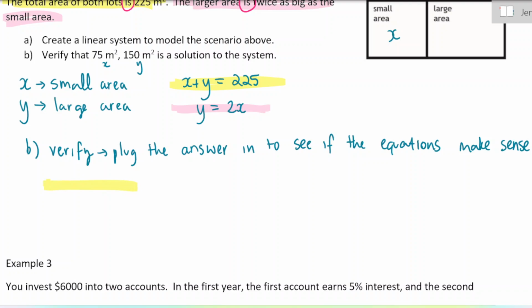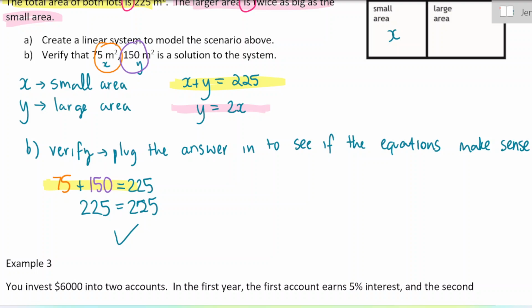So where the X is, I'm going to put 75. And where the Y is in the equation, I'm going to put 150. And those are supposed to add up to 225. Let's see if they do. If I add 75 and 150, yeah, it does equal 225. So that equation makes sense. The 2 areas do add to 225 meters squared.